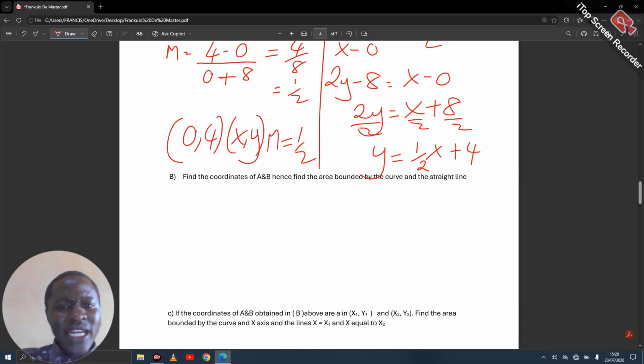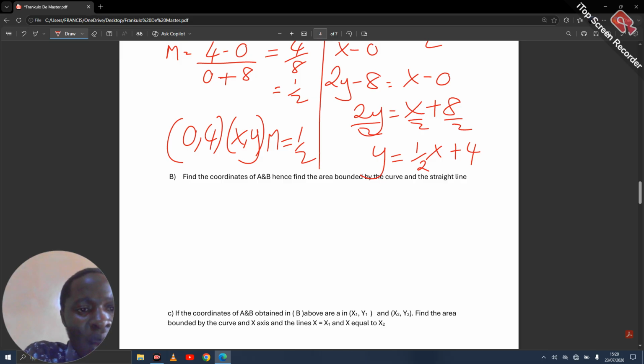Part B. Find the coordinates of A and B. Hence, find the area bounded by the curve and the straight line. Though the space is too small for us. Find the coordinates of A and B. Now, to get the coordinates, remember I told you that when two things meet, they're equal. So equate the function with the equation of the line, which we already have.